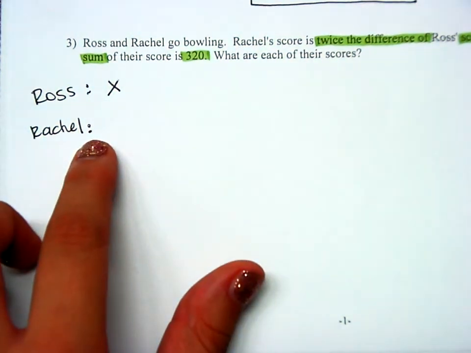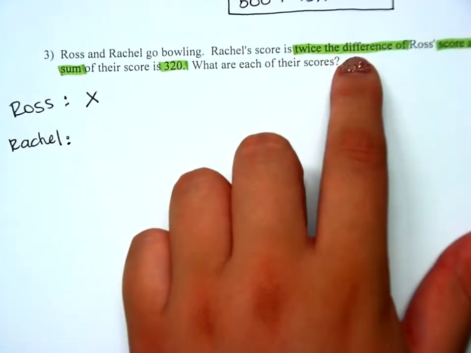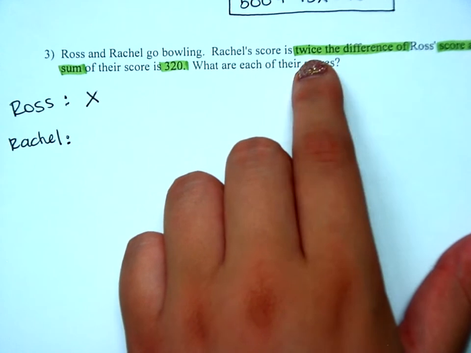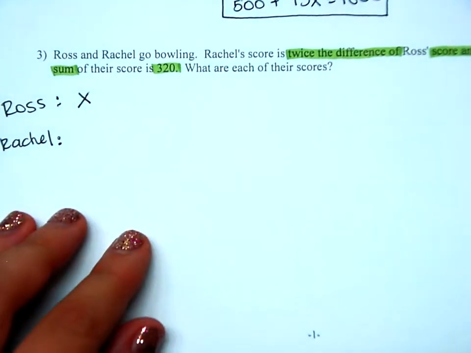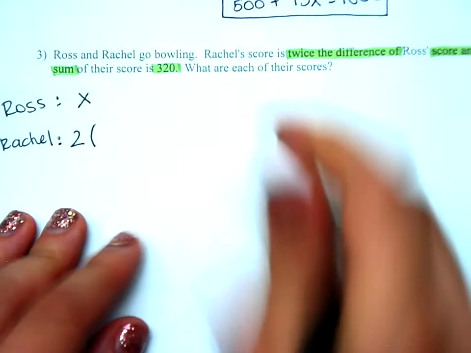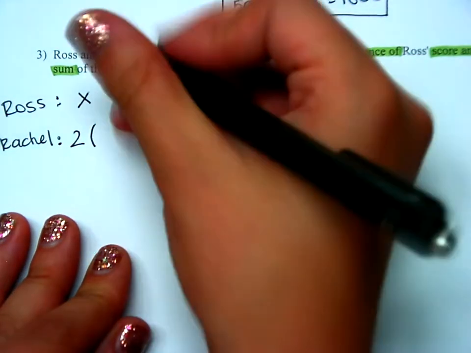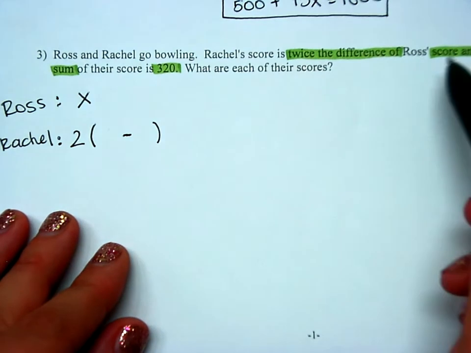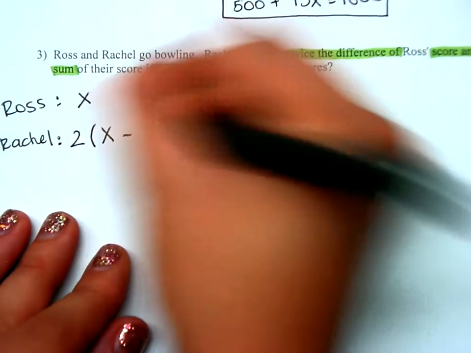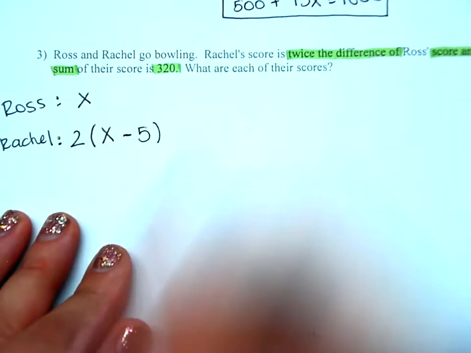Then we have our switch phrase. Again, referring back to the skill 4 video, twice the difference of. This is one of our tricky phrases. This is going to look like 2 times, so twice the difference of, so I'm going to have a difference in here, and then it says the difference of Ross's score, remember we said he was x, and 5.